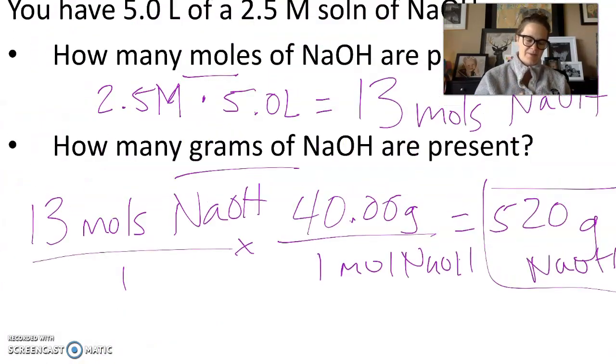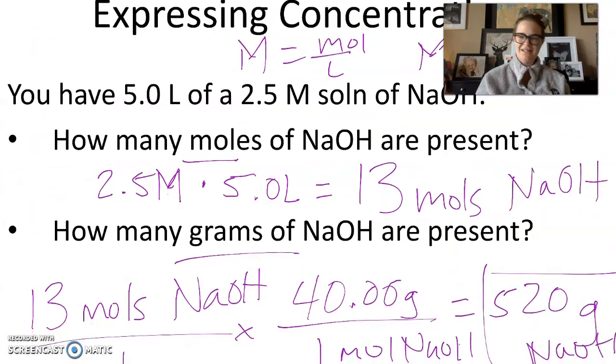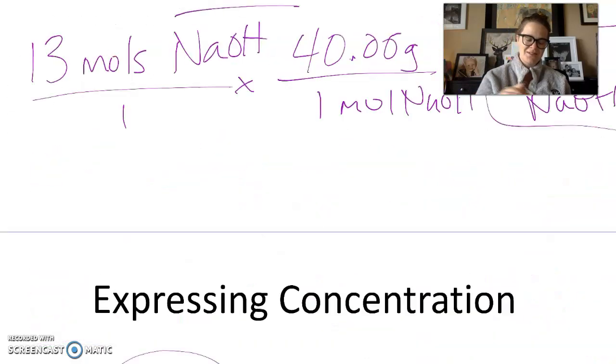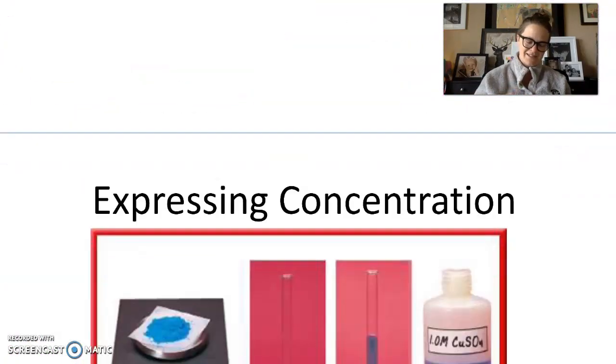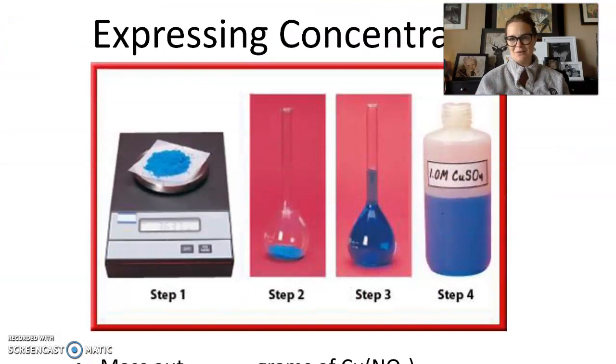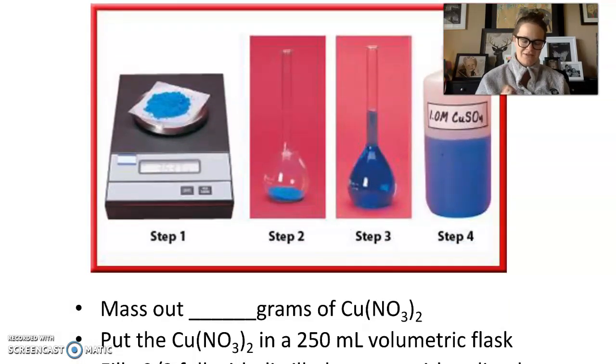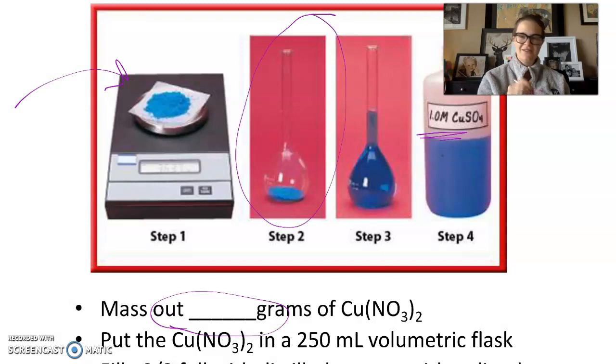If I looked at the last problem, in class, we actually would have spent 2 days practicing making solutions, and they use one of the fanciest types of glassware to make a solution. So if I ever said, hey, I need you to make a 1 molar solution of copper 2 sulfate, the very first thing you would do is figure out how many grams you would need. You've got the molarity, and I would tell you a volume to make, and you would calculate how many grams you would need.